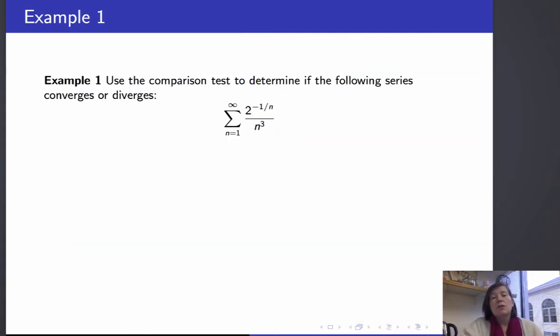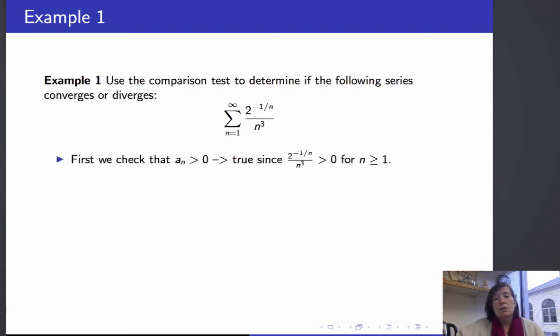Suppose I want to use the comparison test to figure out if the following series converges or diverges. My first task is to find something to compare it to. Now, of course, I must ensure that the terms of the series are positive before I apply this test, and indeed they are. A good candidate to compare this series to is the sum of 1 over n cubed, which is a p-series, and I know it converges.